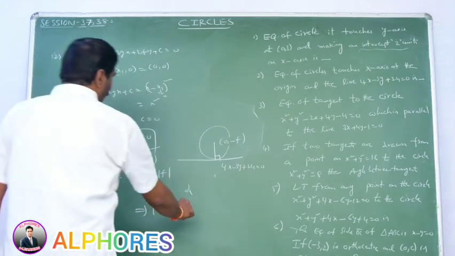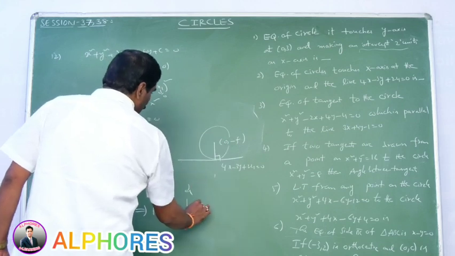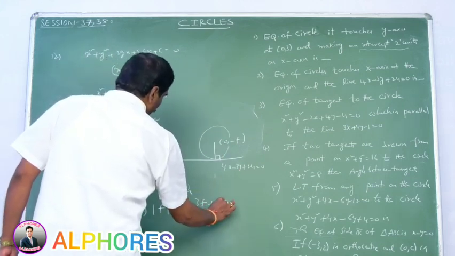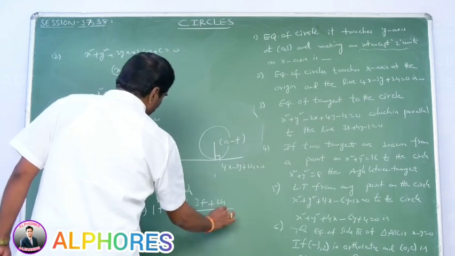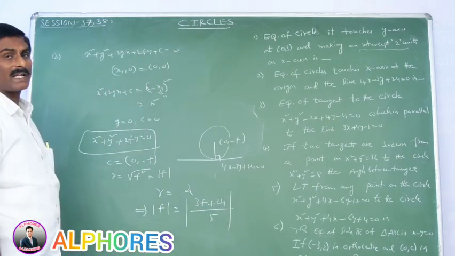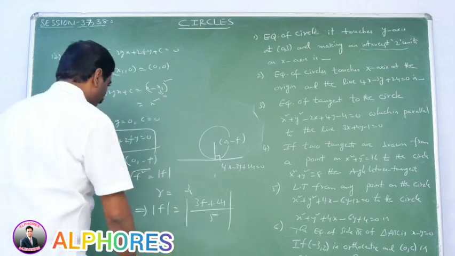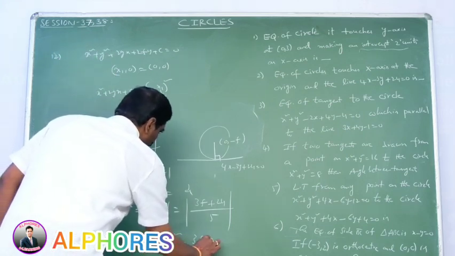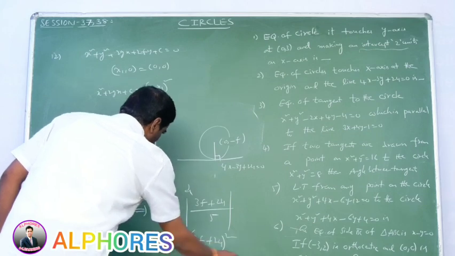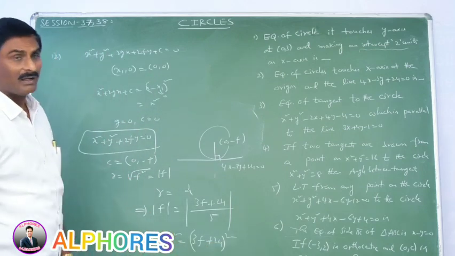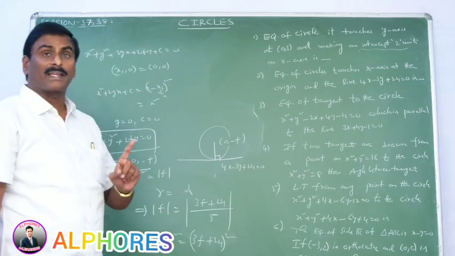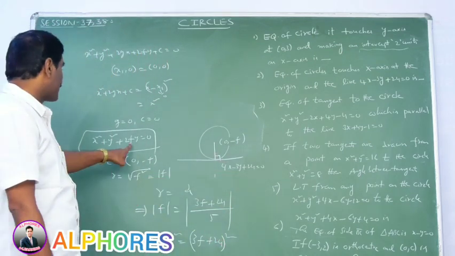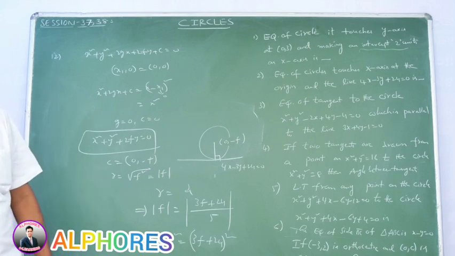That means mod of 4 into 0, minus of minus f, that is plus 3f plus 24, by root of a square plus b square, which is 5. By squaring on both sides, we get two values of f. That means 25f square is equal to 3f plus 24 whole square. After simplifying, we get a quadratic in f. Quadratic in f means we get two values of f. Substitute those values of f in this equation, we get the equation of the circle.